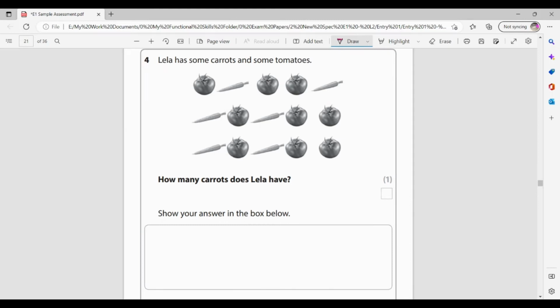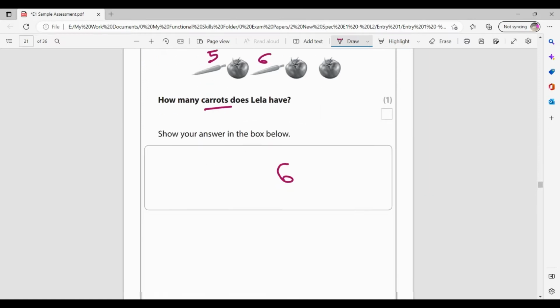Let's look at question 4. Leela has some carrots and some tomatoes. How many carrots does Leela have? It's the carrots I'm interested in, so let's count them. She's got 1 carrot, 2 carrots, 3 carrots, that's a tomato, 4 carrots, 5 carrots, 6 carrots. So she has 6 carrots in total.